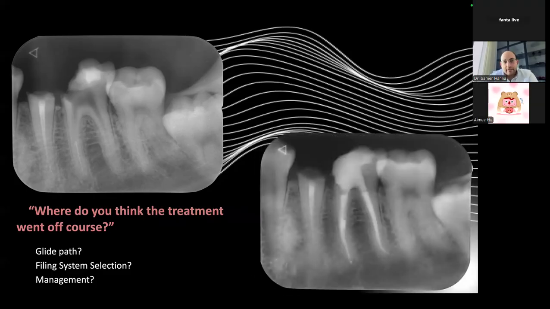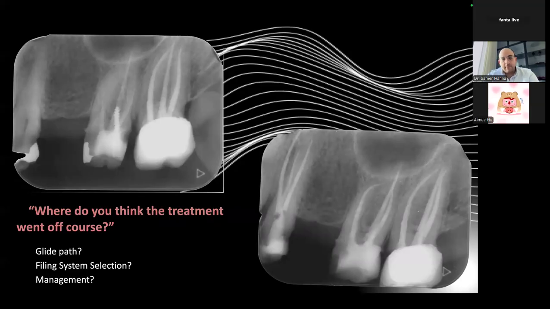So in such case, it was cleaned and shaped. We reached the apical part. We were able to clean the whole canal, and this was the outcome. The lower second premolar was a hopeless tooth clinically, and had to be directed for extraction.